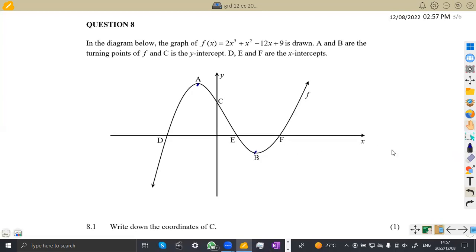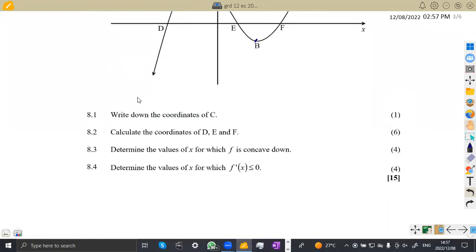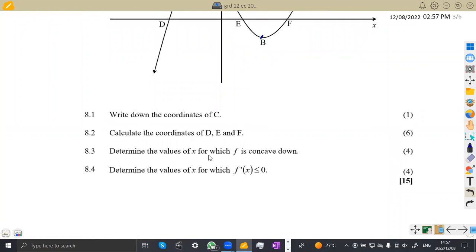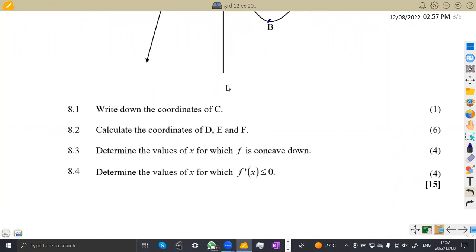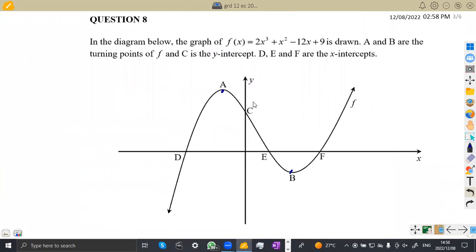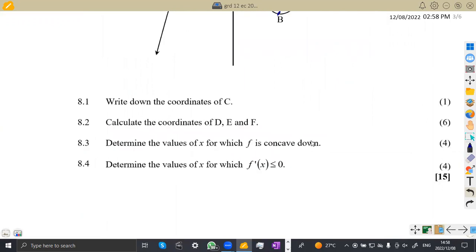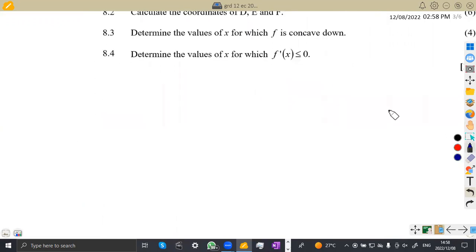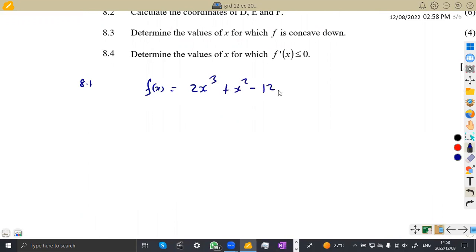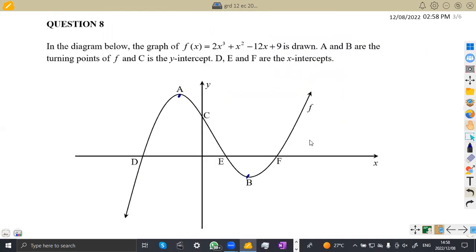All right, so the first part, which is 8.1, was to write down the coordinates of C. C is the y-intercept here, as you can see, of f. So it simply means x is equal to 0. Since we are going to use this f of x, I'm going to just rewrite it down again. Remember, our f of x is 2x cubed plus x squared minus 12x plus 9.